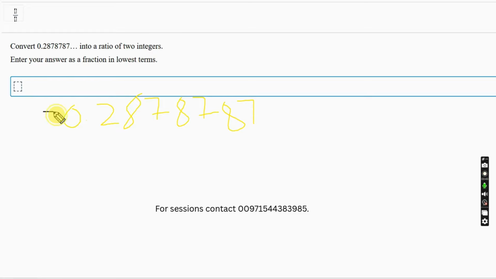Let me do it from the beginning. So here we'll say that this one is x. There's a decimal point. I want to move that to the right, so I'll multiply here by 10 and I'll multiply here by 10. Whatever you do on one side, you do on the other side as well.